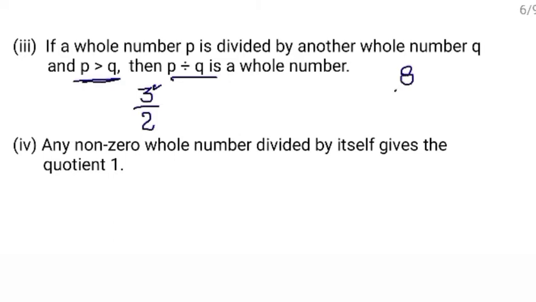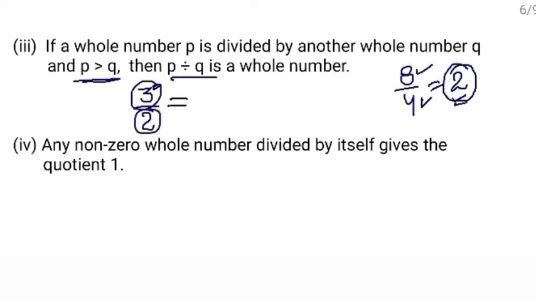If we divide 8 by 4, if p is 8 and q is 4, in this case we are getting the answer as a whole number which is 2. But here if we divide 3 by 2, we cannot get the answer as a whole number because 3 is not divisible by 2. Here we will get either a fraction or a decimal number, right? So this is false.